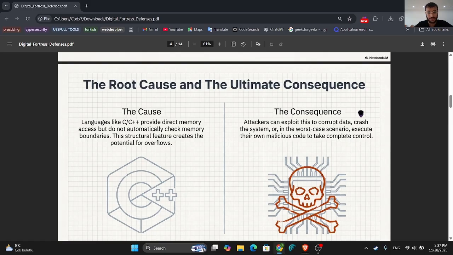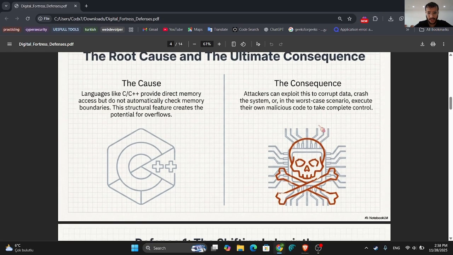This structural feature is what creates the potential for overflow. Now, the consequences. Attackers can exploit this in three escalating ways. First, they can corrupt data, causing program malfunctions. Second, they can crash the entire system. Worst case, they can execute their own malicious code and take complete control of your system. This is why understanding the defense is so critical.